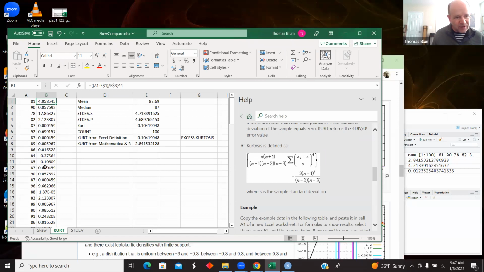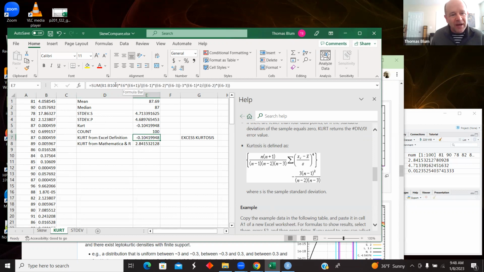And so that's what I have here. I have all the individual elements. And then here, from the definition in Excel, I am summing them all up. I have 100 points here, but just to keep it generic, I counted up the data points, and that's in E6.